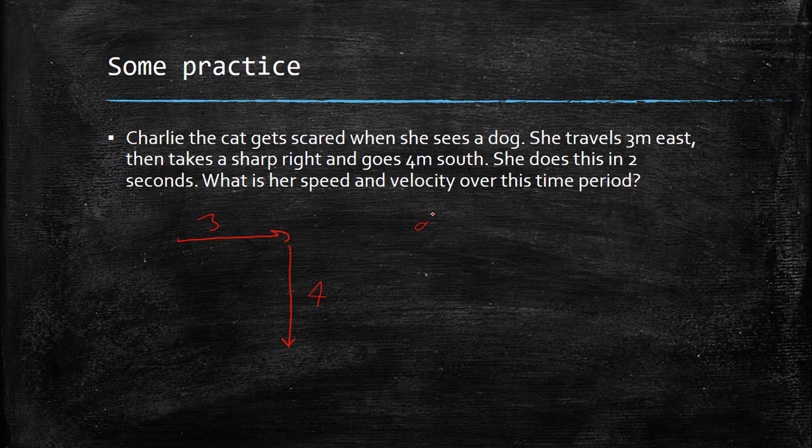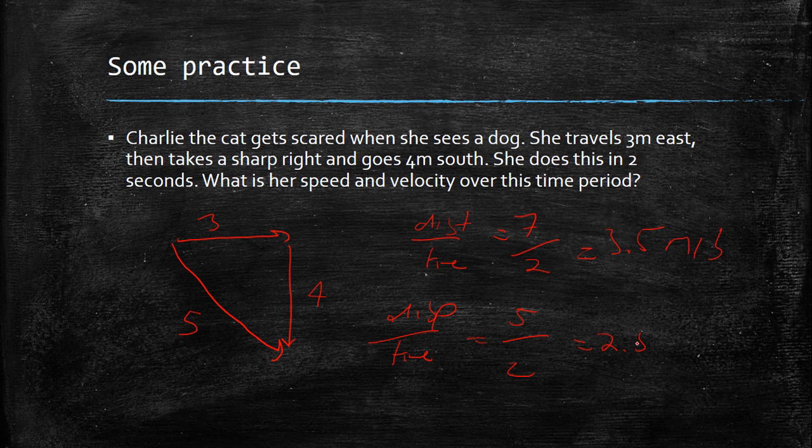Alright, speed is distance over time. Distance traveled: 3 plus 4, 7, over 2 seconds, is equal to 3.5 meters per second. Next up, what is her velocity? Velocity is displacement over time. Now, if you know your triangles, you know that the hypotenuse here will be 5 meters. It's a 3, 4, 5 triangle. So her displacement is equal to 5 over the time taken, 2, which equals 2.5 meters per second.